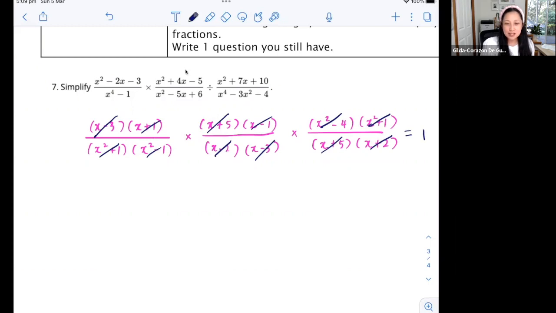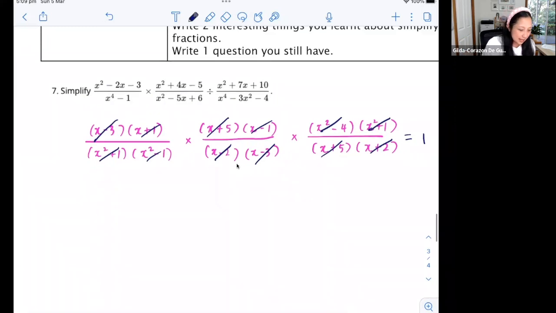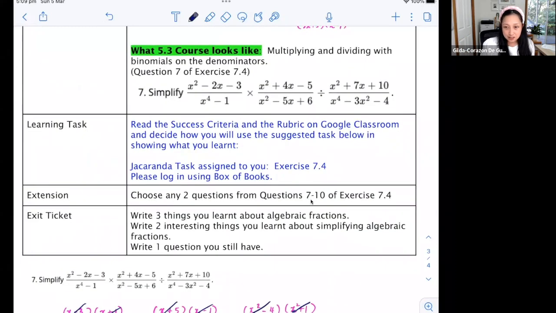So again, those ones are when it would require you to factorize them first and then look for those binomials that you can cancel, one on top and one on the bottom. Okay. For your extension bit, it's any of the questions from 7 to 10 of that exercise.